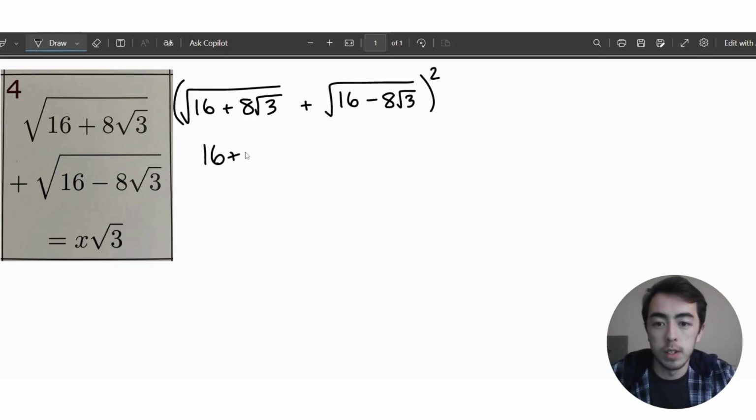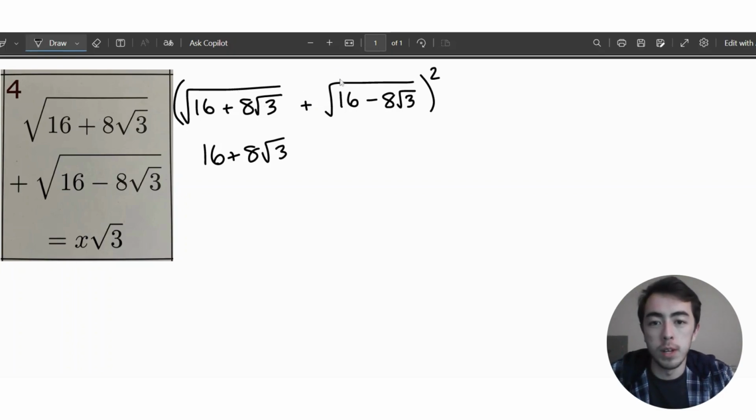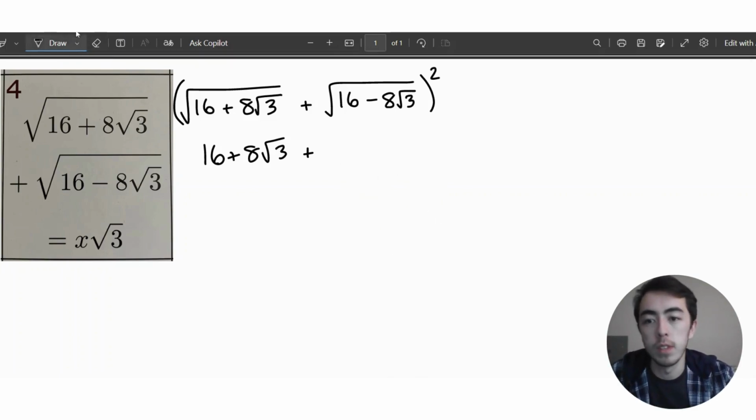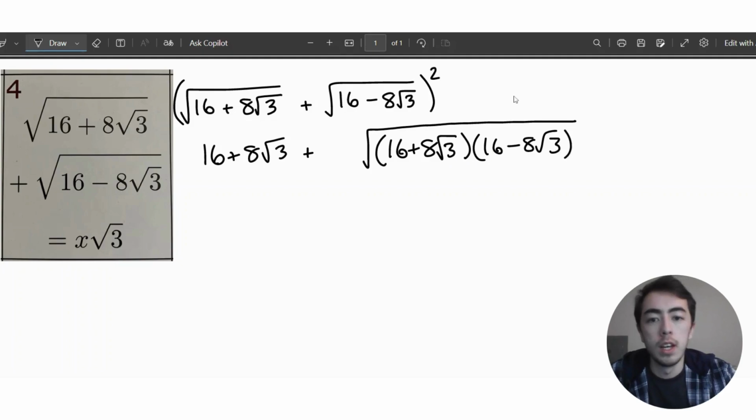So I'll get a 16 plus 8 root 3 for my first two terms multiplied. Then to do the outside terms, I will multiply these two by each other. And when you multiply radical numbers, you can multiply the inside parts and put them together underneath the same square root. So I'll have the square root of both of these radicands, the underneath parts, multiplied to each other. And then when I do the inside terms, it's actually just the same two terms anyways.